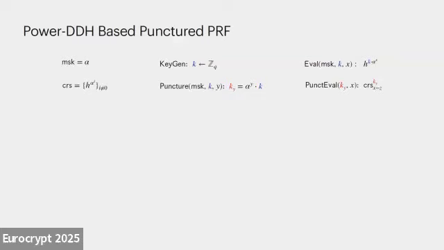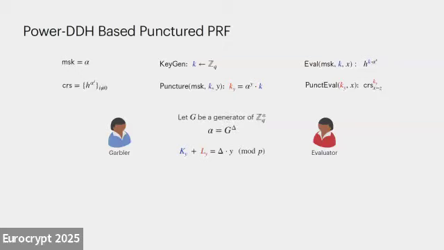Okay, so the last thing that I want to argue is that parties can non-interactively go from their shares to the PRF key and punctured PRF key. So let me just quickly show why this is true. This is the correlated input that parties had.